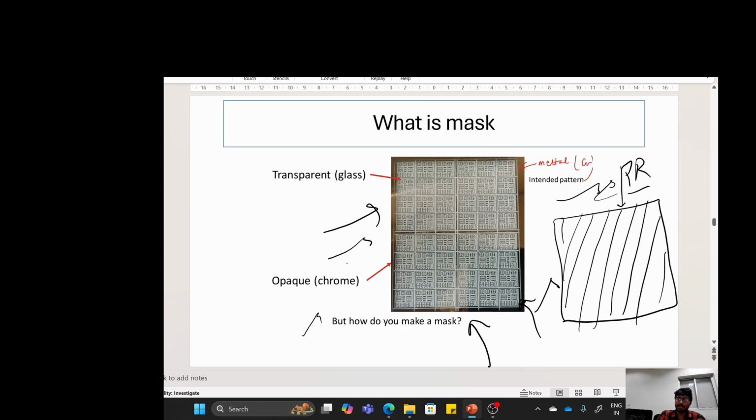Through this mask you can shine the light, and the whole area can be written within seconds or minutes. But to write this mask it takes hours. If you want to use the same design again and again, it is better to prepare one mask and use it thousands of times.